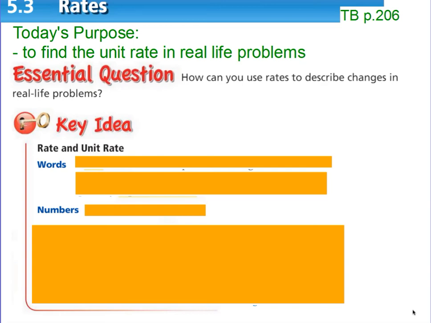The difference in a rate is the two things being compared are different units. So a rate is a ratio of two quantities using different units. For example, it could be miles per hour. The two things being compared are miles and hours. Could be cost per pound. In that case, the two things being compared are money and weight. So in a rate, the two quantities being compared are different. They're different units, they're different things.